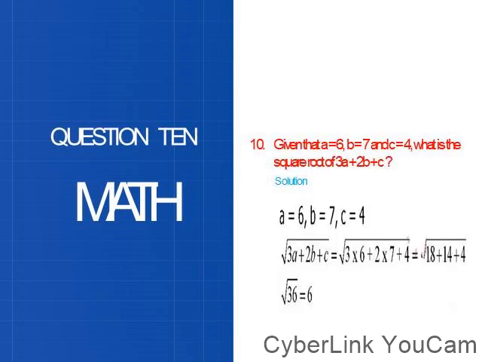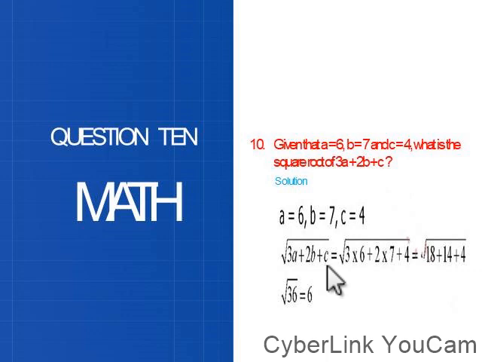Now the next question, question number 10, says: given that A is equal to 6, B is equal to 7, and C is equal to 4, what is the square root of 3A plus 2B plus C? The square root of 3A plus 2B plus C could be written like this: square root of 3A plus 2B plus C.